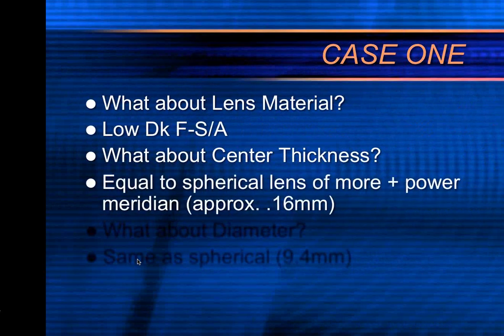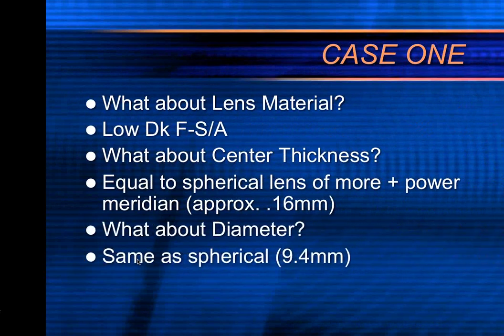What about center thickness? Well, you want to do a custom lens? Again, just whatever the spherical lens center thickness is for a power of minus 1.75, whatever the most plus power is. In this case, the powers are 1.75 and 4.75. Whatever the center thickness is for a minus 1.75, that's what you should get. And let's just say it's approximately 0.16. What about diameter? Well, it's the same as a spherical, whatever you like. Again, in this case, we went to a 9.4.